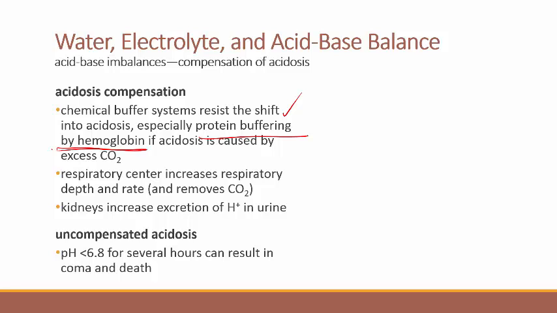And then finally, we will see over the course of 24 to 48 hours a lot of hydrogen ion being excreted in the urine. So if acidosis remains uncompensated for, allowing further increase in acid in the body, and we get below pHs of 6.8 for several hours, we can see the body go into coma and even see death as a result.